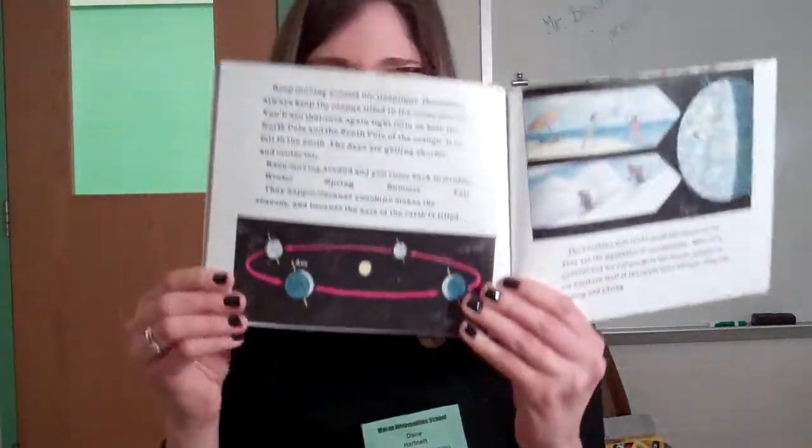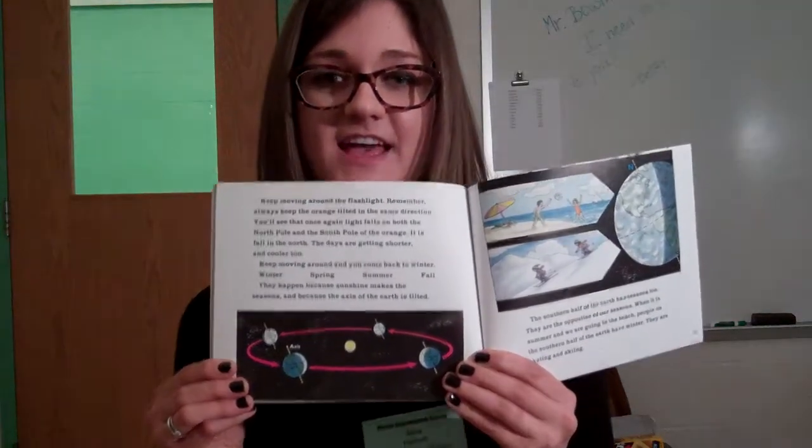Winter, spring, summer, fall. They happen because sunshine makes the seasons and because the axis of the earth is tilted. At this time, pause the video and try this out.